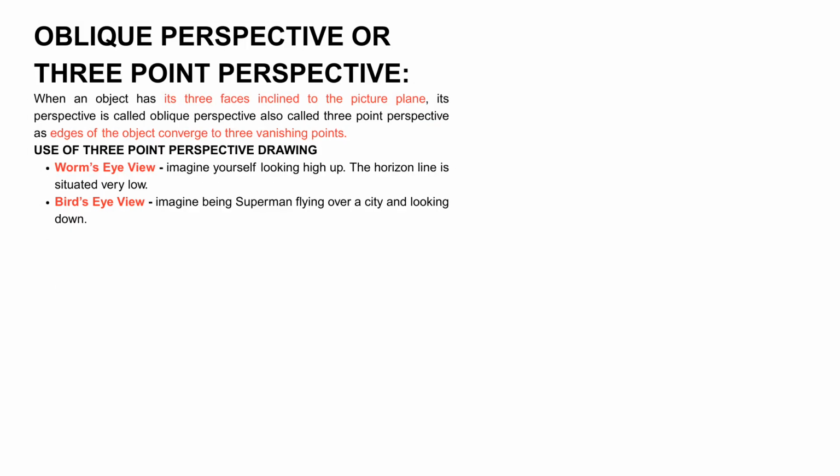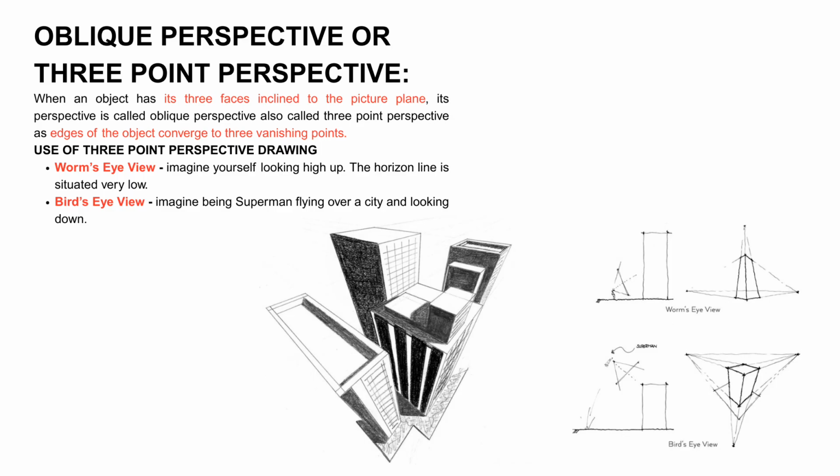After the discussion of two-point perspective, there is three-point perspective, when all three faces of an object are inclined, giving depth with three vanishing points. Using three-point perspective, we can create a bird's eye view, looking down at an object, and a worm's eye view, looking up at an object. Some examples are shown in the figure.